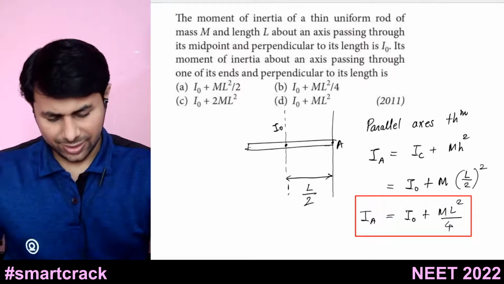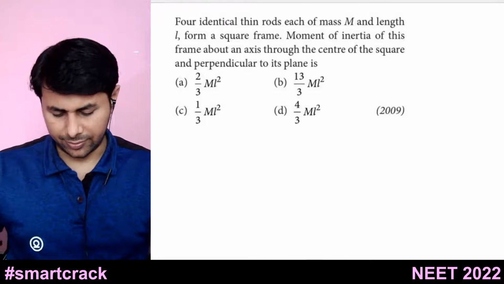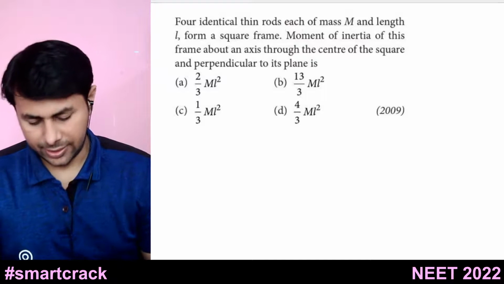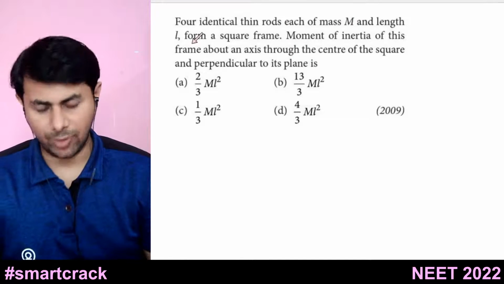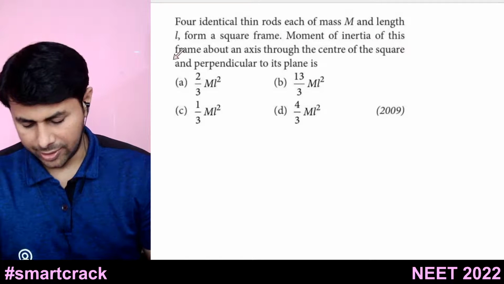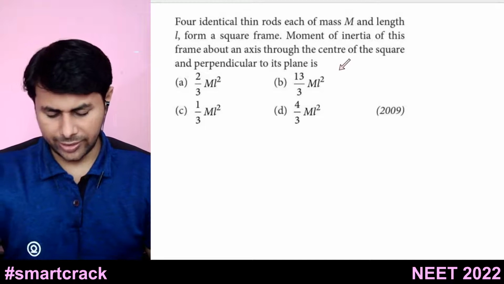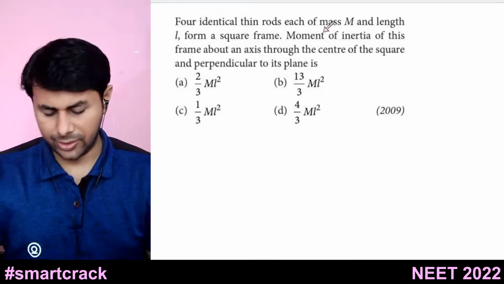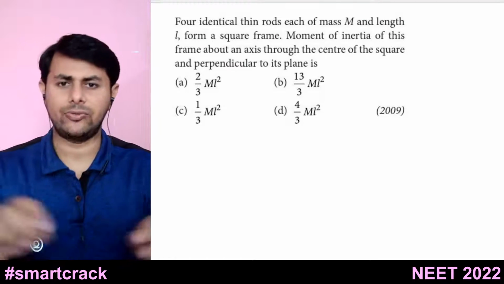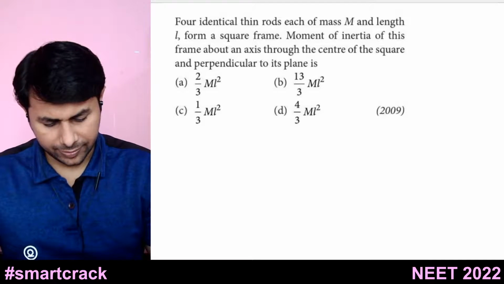All right, so let's move on to the next question. We have four identical thin rods, each of mass m and length small l, forming a square frame. The moment of inertia of this frame about an axis through the center of the square and perpendicular to its plane is? So we have four thin rods of mass m and length l. They form a square frame. Okay, and so let's draw that square frame.